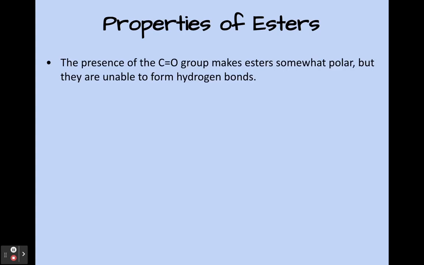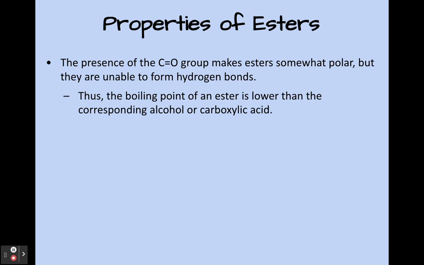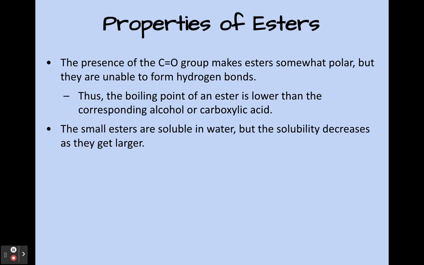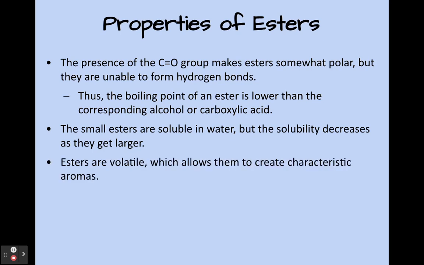So the esters still have that C double bond O group, and they also have that C single bond O, but they don't have the OH, so they can't form hydrogen bonds. So the boiling point of an ester is going to be lower than the corresponding alcohol or carboxylic acid. Again, the small ones are soluble in water, but as they get bigger, the solubility decreases. Esters are really volatile, so they'll become a gas, which allows them to create characteristic aromas. So they put molecules into the air and we can smell them.